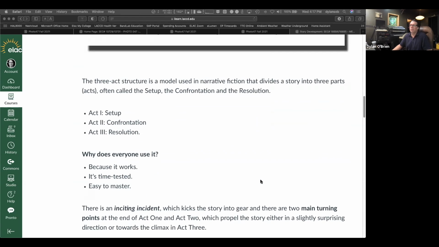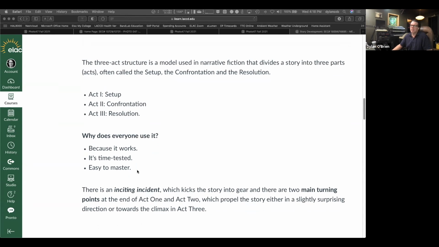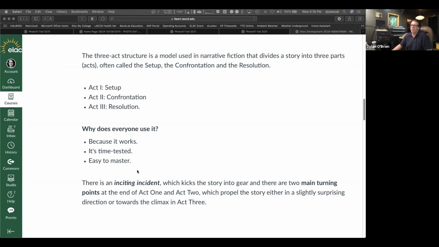So why does everybody use it? Because it works. That's the one thing. It's time tested. It's been around for thousands of years. It's fairly easy to master. So that doesn't mean those are the reasons why you should always use it.